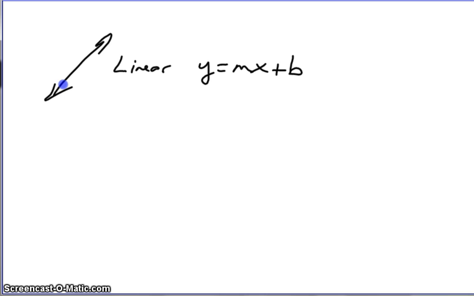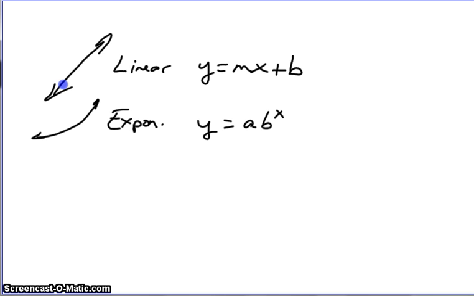The second type of function was this type of function. And that is? Good, exponential. And so what is the basic form or the model exponential function? Y equals a b to the x. Very good. And so the input, the independent variable, is what? It's the exponent, right? That's what makes it an exponential function.